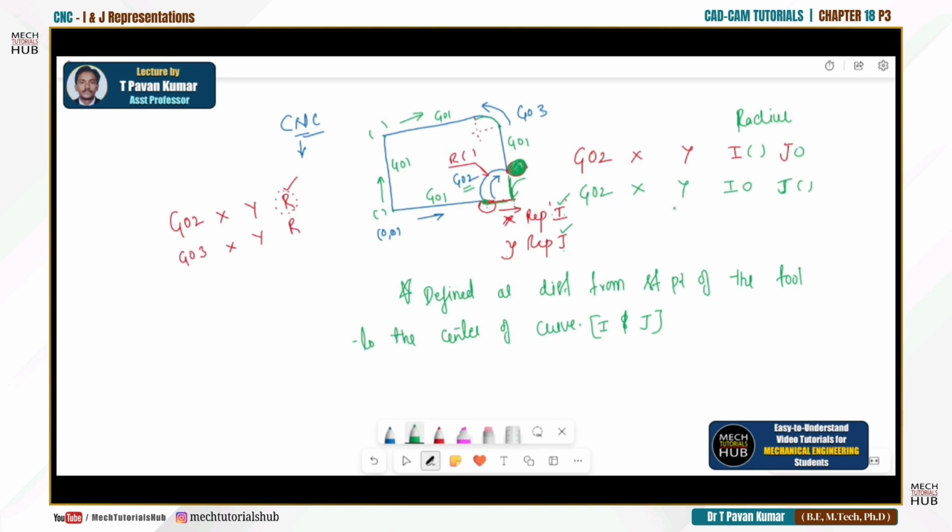Okay. The main idea is that few people had many doubts on using this radius and this I term, J term. So that is the reason I'm giving this particular simple lecture, only for the reason of how to replace this radius with I and J terms.